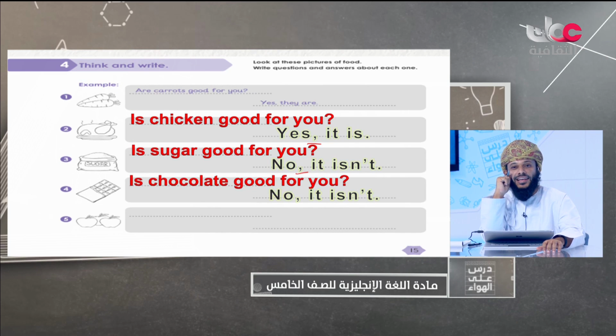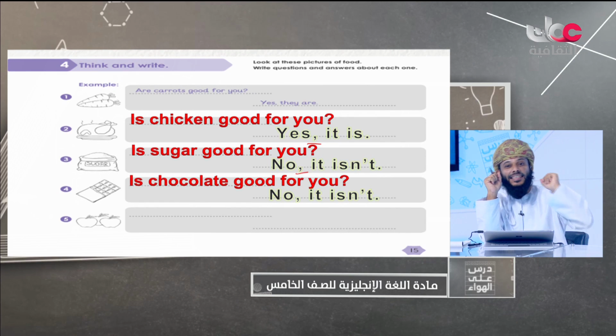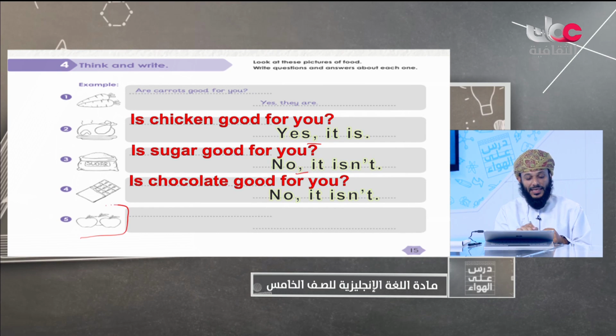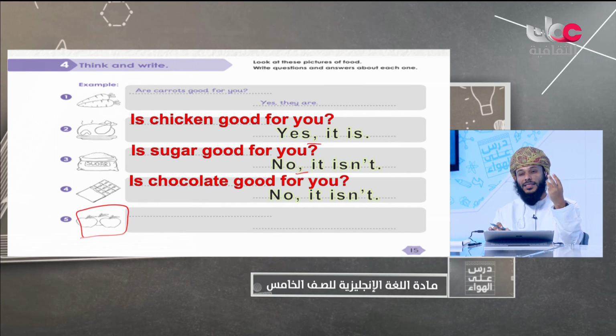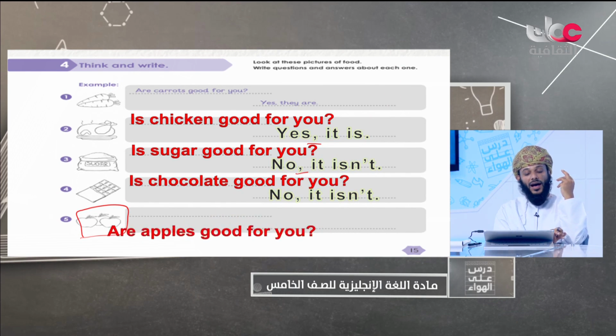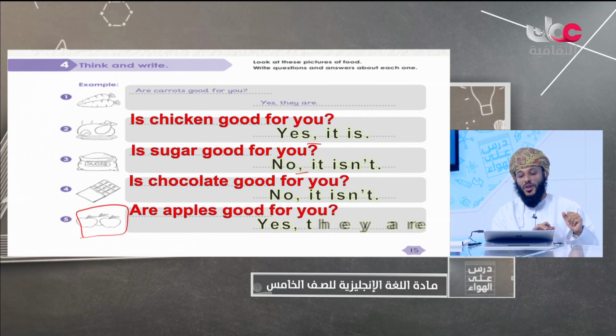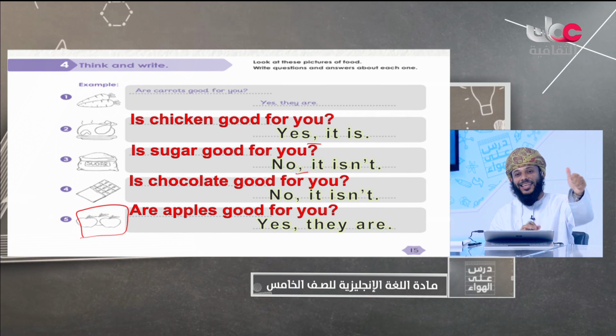The last one, I want Alyaqzan and Alhasnaa. Alyaqzan, can you please ask her about these things and she will answer you. Okay? We have 3 apples. Now, are apples good for you? Thank you very much. Alhasnaa, are apples good for you? Yes, they are.